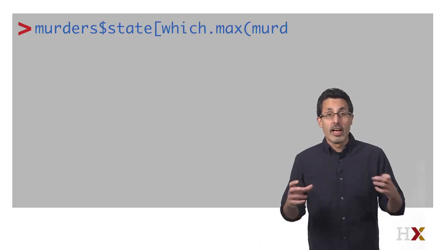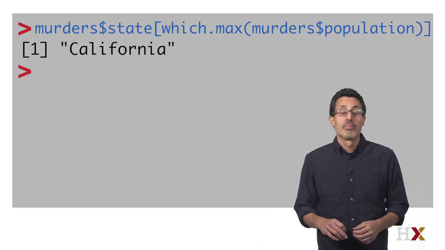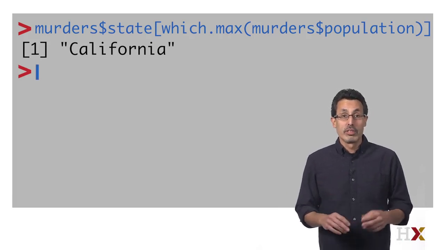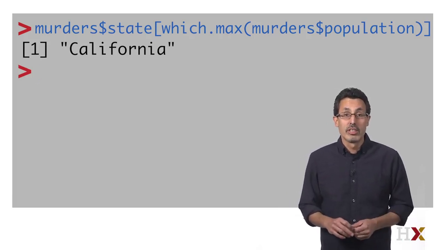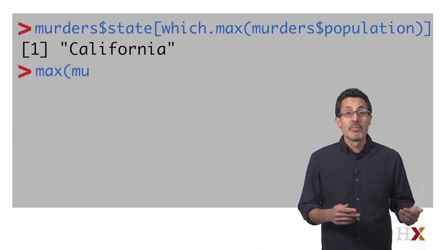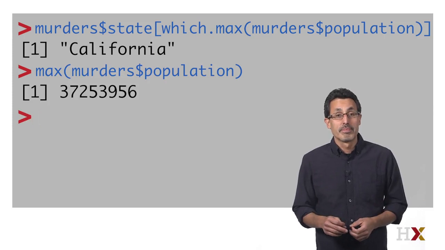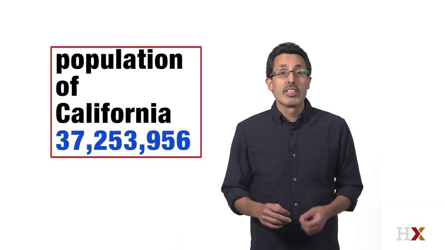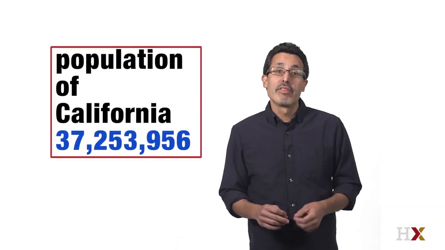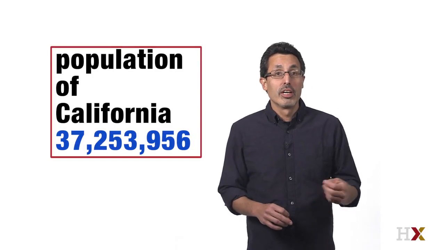We simply type murders state and then ask which is the biggest state population-wise using code. And we see that it's California. In fact, we can see how many people it has by just looking at the maximum of the populations column. With over 37 million inhabitants, it might be unfair to compare California to other states. What we really should be computing is the murder per capita.